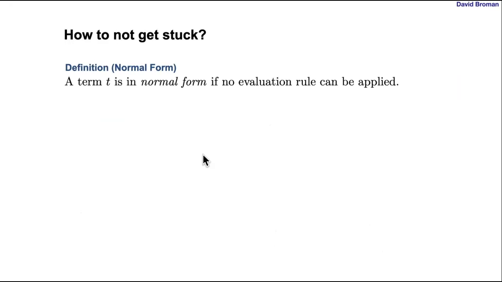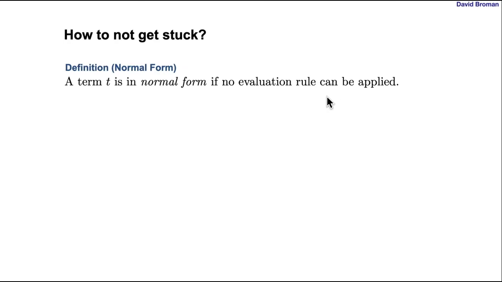So we have the concept of getting stuck that we don't want to do. To be able to talk about getting stuck, we first need to introduce the definition of normal forms. So a term t is in normal form, we say, if no evaluation can be applied.